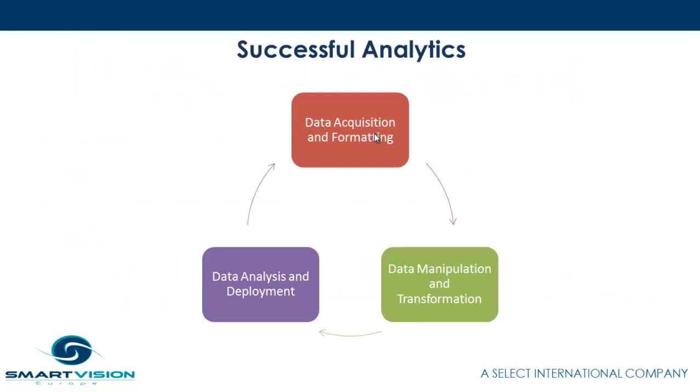This three-part overview focuses on the primary elements of successful analytics, beginning with data acquisition and formatting, i.e. bringing data into SPSS statistics and formatting it. Secondly, looking at data manipulation and transformation, i.e. preparing the data and making sure that it's ready for data analysis, before finally looking at analysis itself and deploying the results out to the wider business.